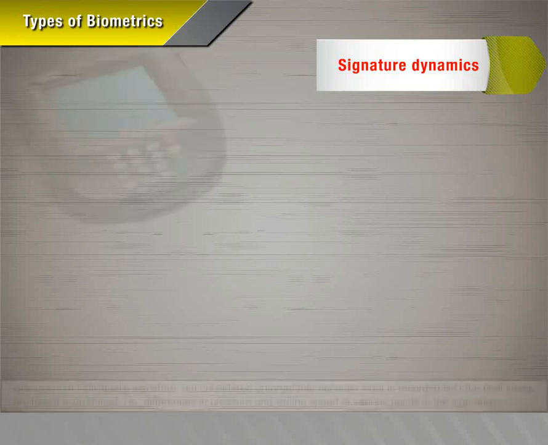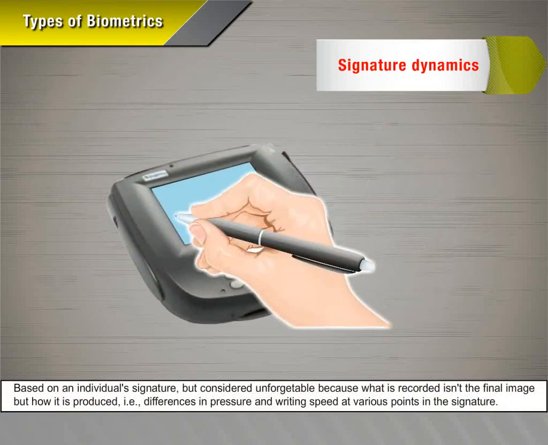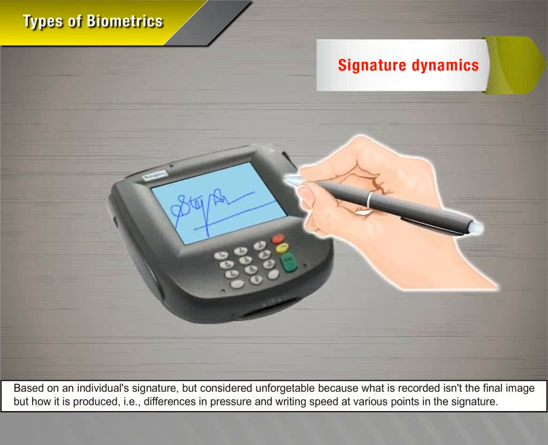Signature dynamics. Based on an individual's signature, but considered unforgeable because what is recorded is not the final image but how it is produced, that is, differences in pressure and writing speed at various points in the signature.